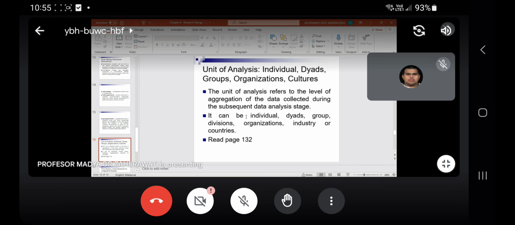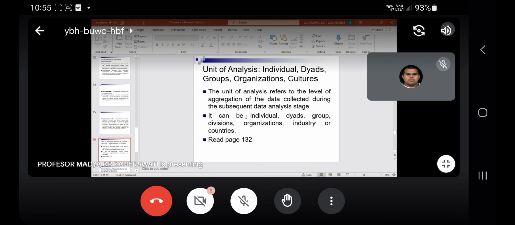And let's say in your topic, maybe some of you choose the unit of analysis among the public, the household, what else? The teenagers or the youth, the elderly, the housewife, the household. So it's considered as unit of analysis if you choose the public as your respondent.